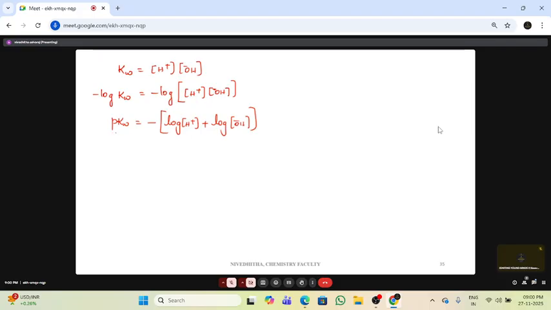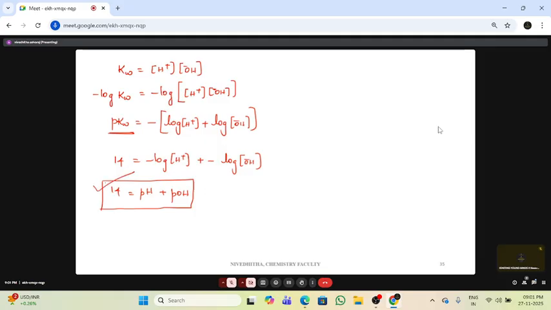So what is the value of pKw? It is 14. So 14 is equal to minus log of H plus ion plus minus log of OH minus ion. What is minus log of H plus ion? That is pH. Plus, what is minus log of OH minus ion? That is pOH. That's it. This is how we got this formula: pH plus pOH is equal to 14.